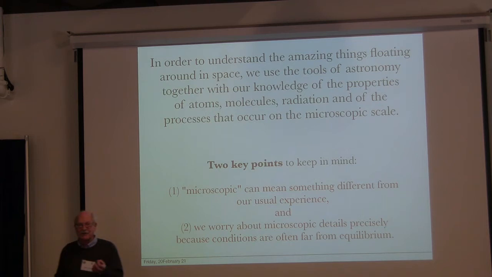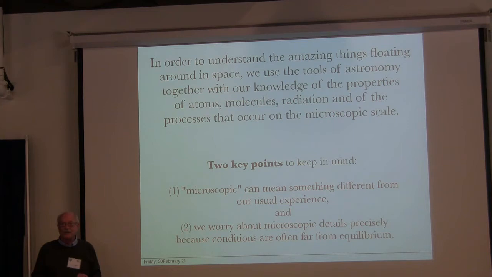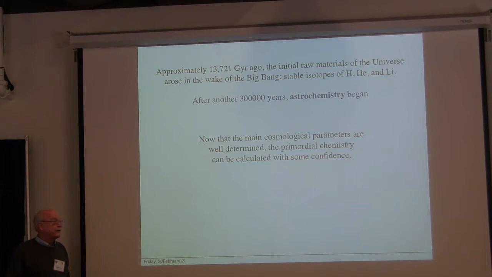And the second thing that I'll be coming back to, especially in my second lecture, is that the reason we're interested in the microscopic details of atoms and molecules and their interactions is precisely because we have to, because the conditions in the regions we want to understand are often very far from the condition of thermodynamic equilibrium. So in fact, we have to do a much more general kinetic analysis to interpret spectra. The details matter. And we have to consider the rates of processes in order to understand how they compete and which ones are the dominant ones.